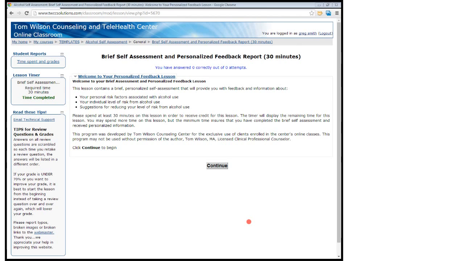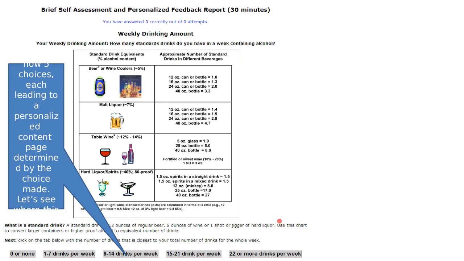So again, we hit continue, and actually this particular page is a content page, but we just put the word continue as one of the buttons that we click on. Okay, I think this is a pretty good example of a typical page that we use. So we start out with an assessment of your weekly drinking amount. How many standard drinks do you have in a week containing alcohol? And then below is a definition of standard drinks, and then there's also a comparison, because we know that we have a lot of European clients.